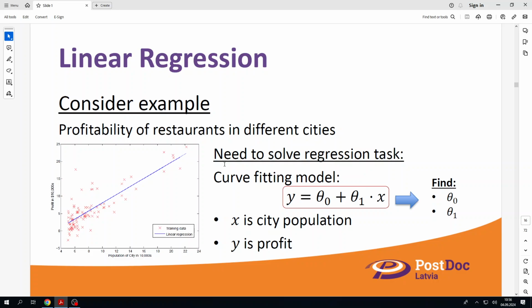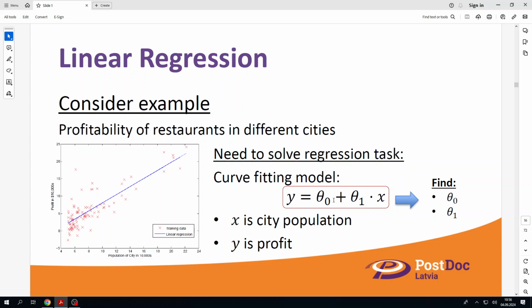precise solution. So this solution is a linear function represented by the formula theta 0 plus theta 1 multiplied by x. Here x is the variable, the population, and y is the output, the profitability, whereas theta 0 and theta 1 are certain currently unknown parameters. We don't know what exactly theta 0 is and what exactly theta 1 is.